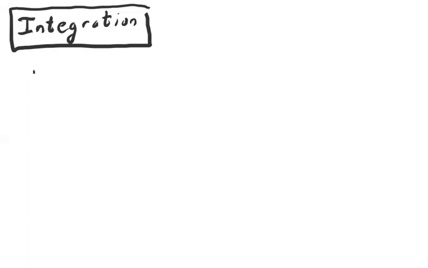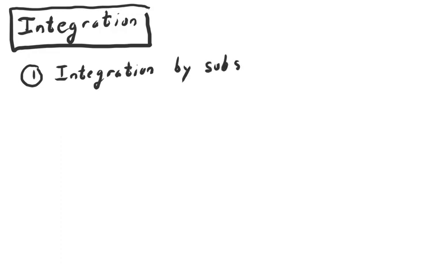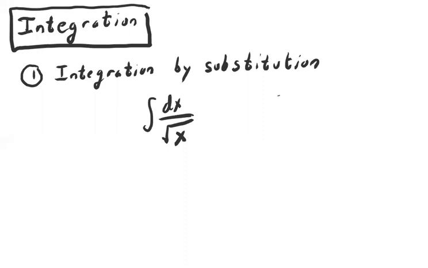And it turns out there are lots of ways, well, there are really 4 important ways to integrate something analytically. We're not going to talk about numerical integrals in this course. One is integration by substitution. So for example, the integrand of 1 over the square root of x, where x is not 0. You can do this integral by substitution.